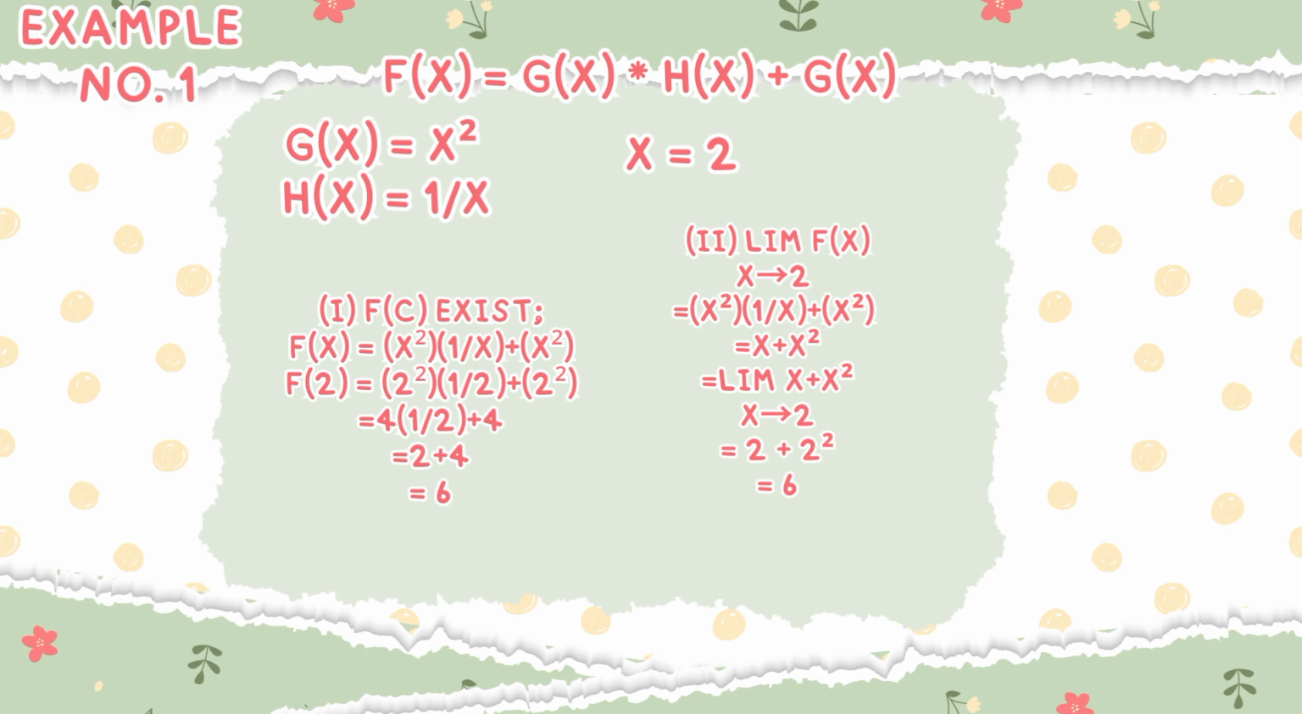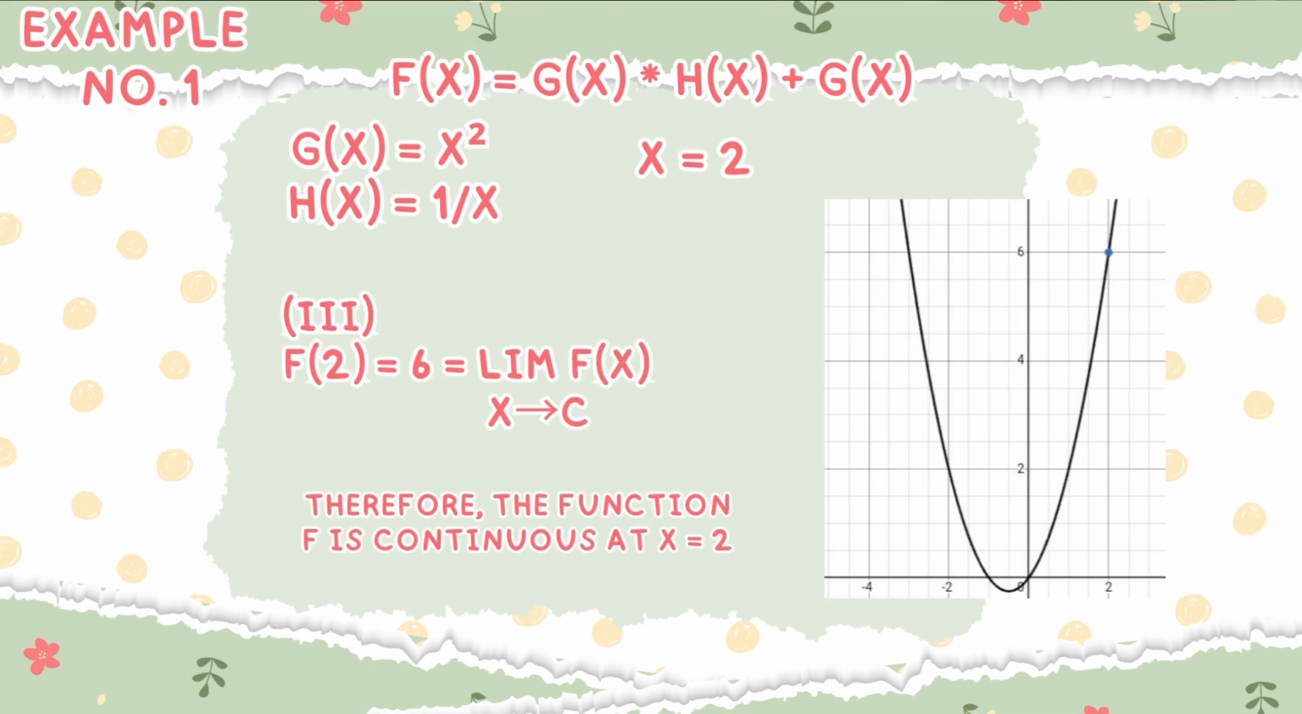Let us move on to the third condition of continuity. We can say that the conditions have been met or satisfied since the value of f of c, which is f of 2, equals 6, and the limit of the function as x approaches 2 is equal to 6. Therefore, the function f is continuous at x equals 2.